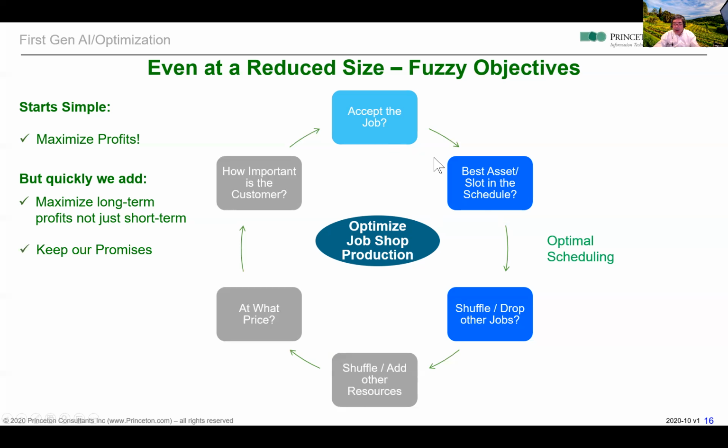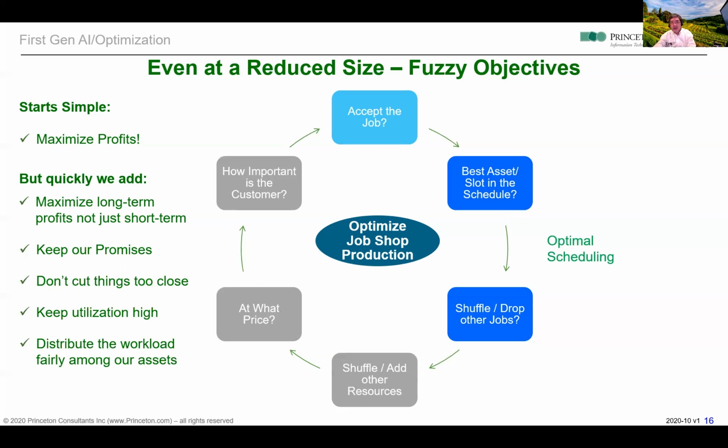Also, we like to keep our promises. For example, we are willing to drop jobs off the schedule, but we really hate to do that because we said yes, and now we hate to call back and say no. Also, as you're evaluating what's a better and worse schedule, don't cut things too close. Just because the job is supposed to run for 45 minutes, don't make the next job start right after that. Put a little bit of padding in there so if something goes wrong, we don't have a domino effect. But on the other hand, don't over-pad things because we want to keep utilization high. And also, particularly when we're undersold, distribute the workload fairly among our different assets or jobs.